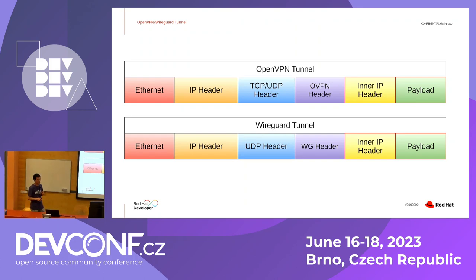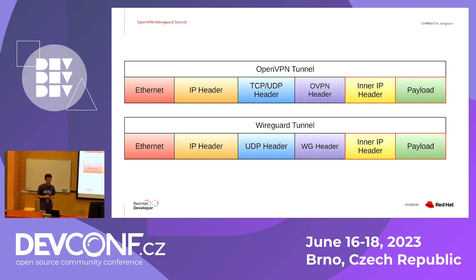The overhead is very simple, and it also uses a modern encryption protocol compared with OpenVPN, which uses SSL, which is old. So WireGuard is more secure and faster.